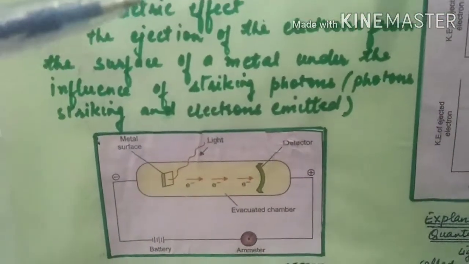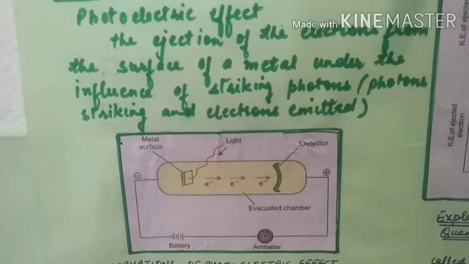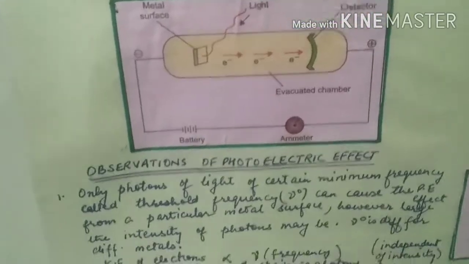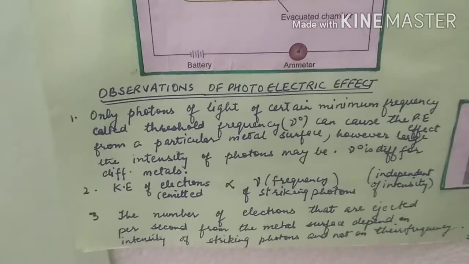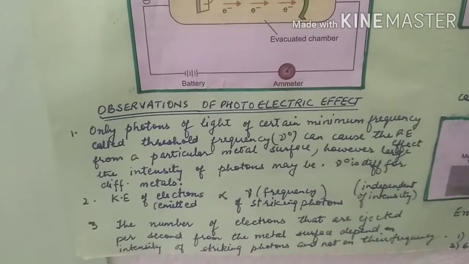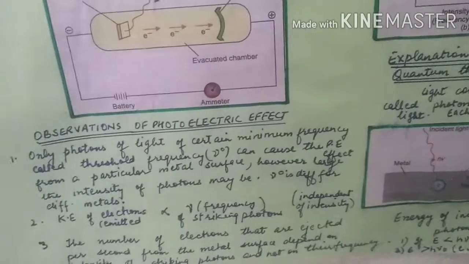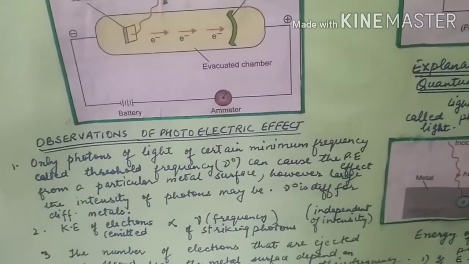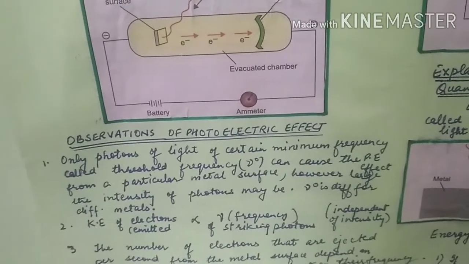So, photoelectric effect: the ejection of electrons from the surface of a metal under the influence of striking photons is called the photoelectric effect. The observations of the photoelectric effect: only photons of light of a certain minimum frequency, called the threshold frequency, can cause the photoelectric effect from a particular metal surface. However large the intensity of photons may be, the threshold frequency is different for different metals.